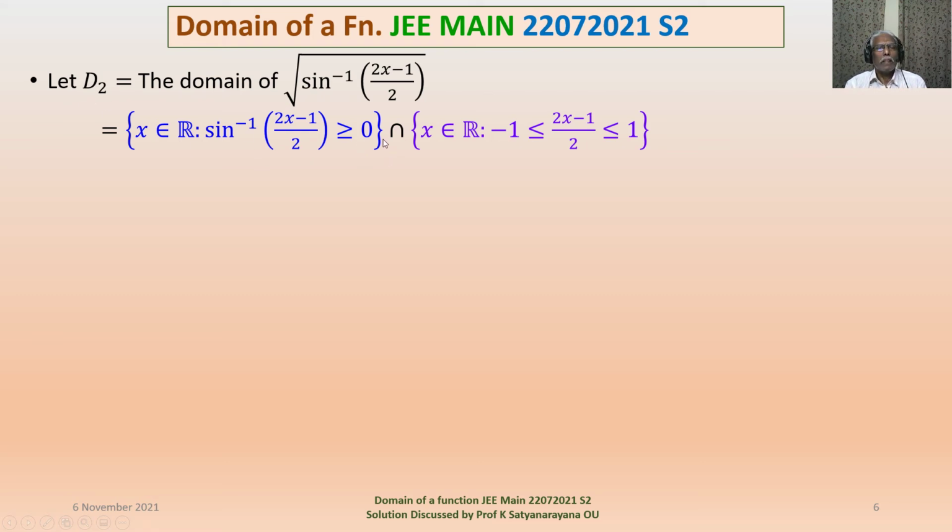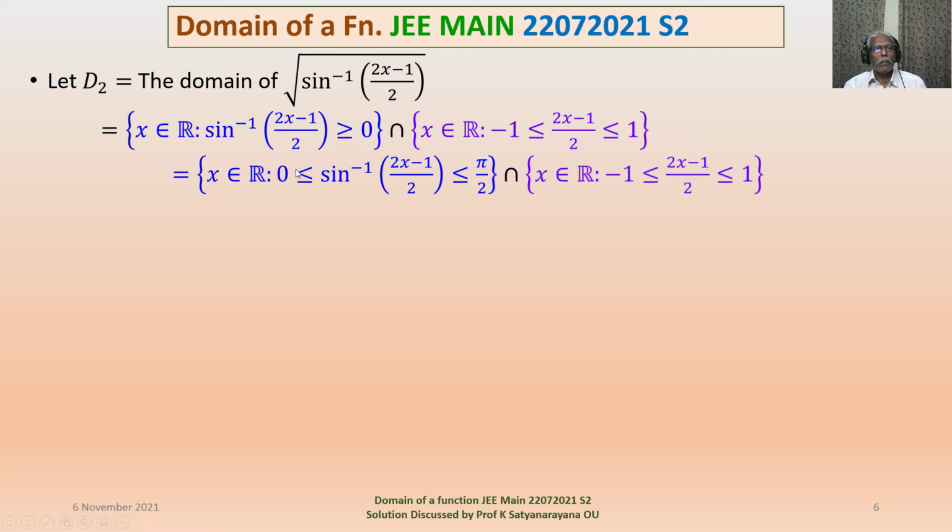It is the set of all those x belongs to R, minus 1 less than or equal to (2x minus 1) by 2 less than or equal to 1, because the domain of sine inverse is the closed and bounded interval minus 1 to plus 1, intersection the set of all x belongs to R, 0 less than or equal to sine inverse, and the maximum value of this sine inverse is pi by 2. That is why it is less than or equal to pi by 2. The same function is written here.